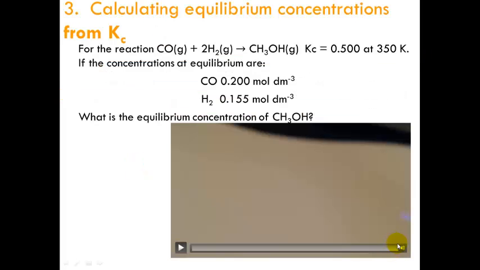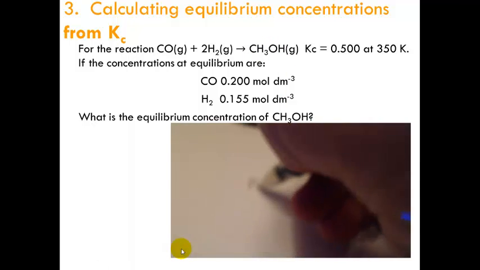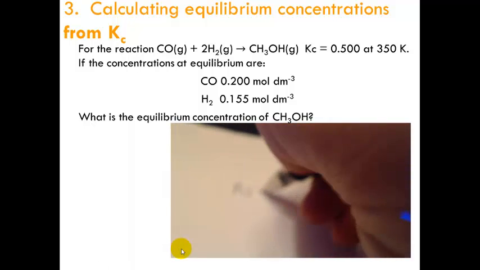The third type of calculation that you'll be asked to do is to calculate the equilibrium concentration from Kc. So for the reaction CO plus 2 hydrogen goes to CH3OH, they give you the Kc of 0.5 at 350 kelvins. If the concentrations at equilibrium are CO 0.2 molar and H2 0.155 molar, what is the equilibrium concentration of CH3OH? So, in this problem, they give you Kc, but we should still write the Kc expression.